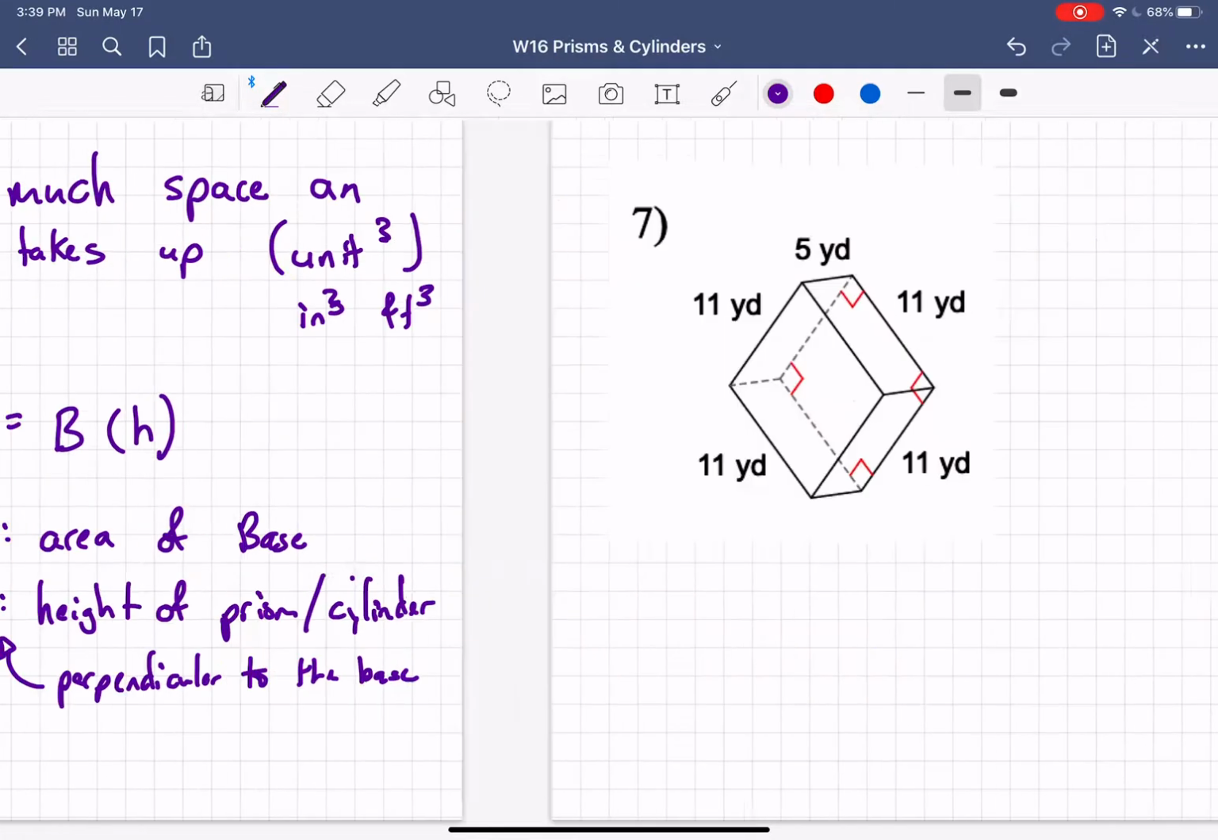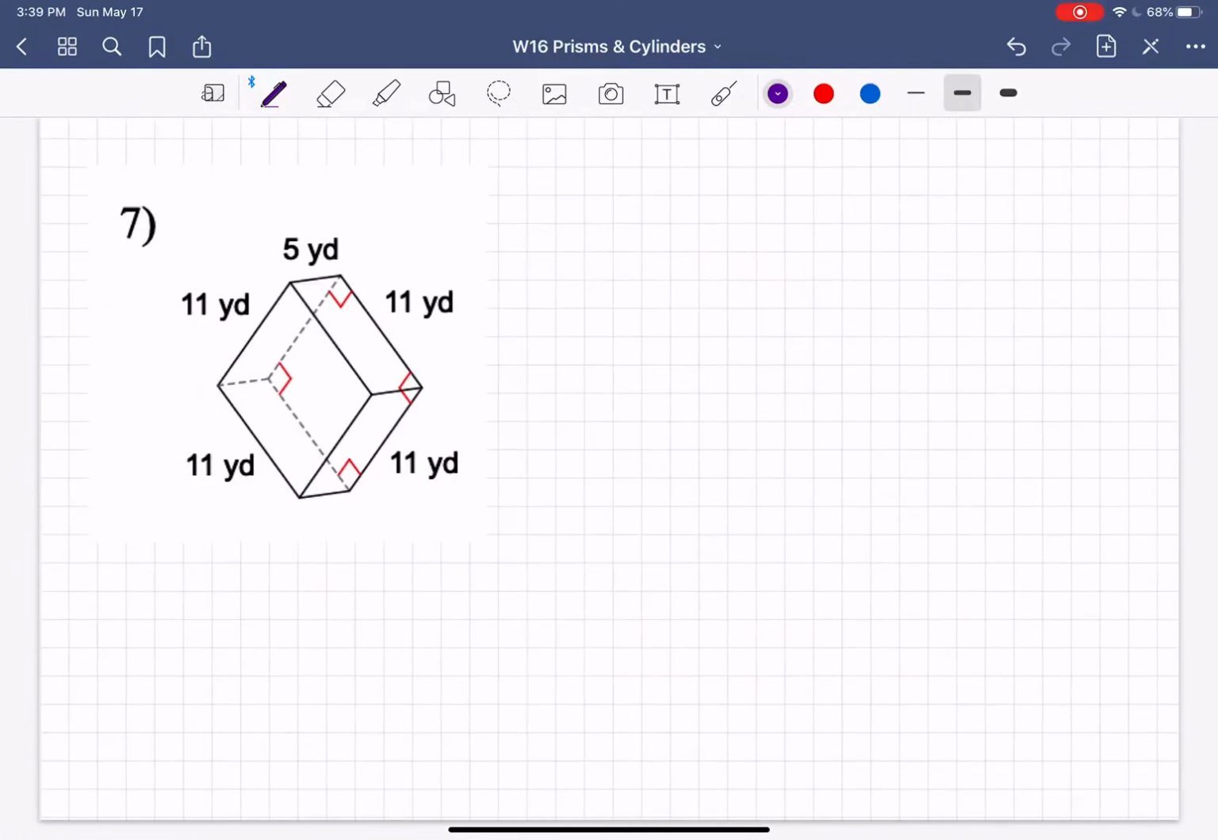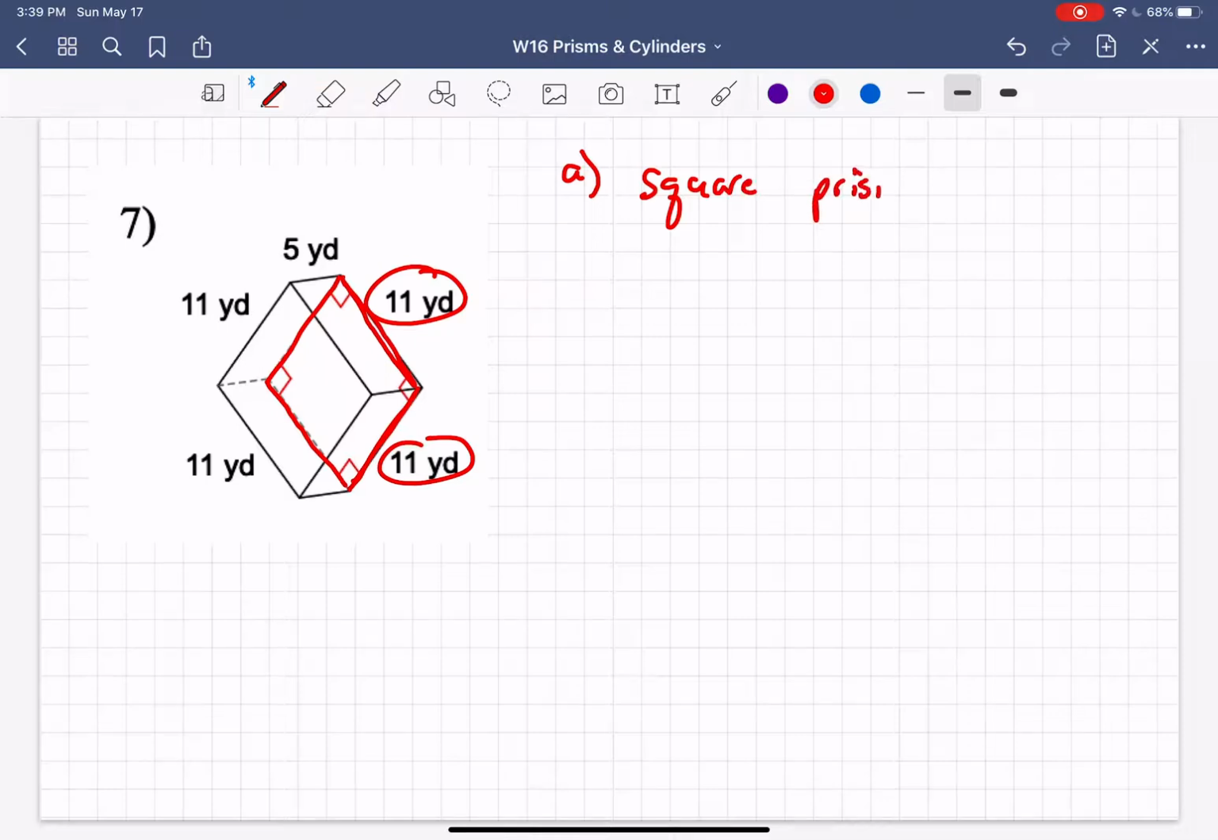So let's look at an example here. Here we have a shape, as we talked about in the last video. We can take the clue from this worksheet and say anything with those red perpendicular symbols on it, that's going to be the base. So here, if we look at it carefully, that's actually a square prism, or we can say that's a rectangular prism, whichever one, because a square is a type of rectangle.